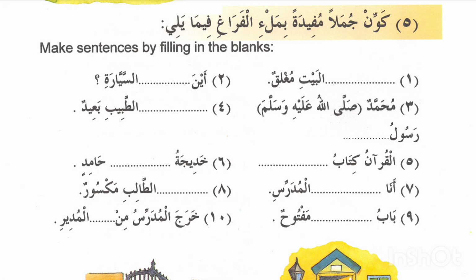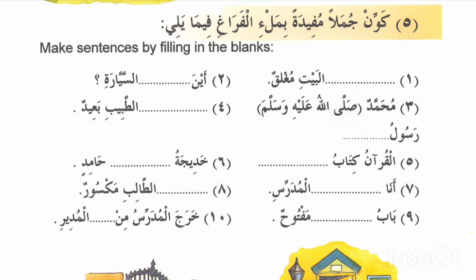كون جملا مفيدة بملء الفراغ فيما يلي. Make sentences by filling in the blanks. باب البيت مغلق. The house door is closed. أين مفتاح السيارة? Where is the car key? محمد صلى الله عليه وسلم رسول الله. Muhammad sallallahu alaihi wasallam is the prophet of Allah.